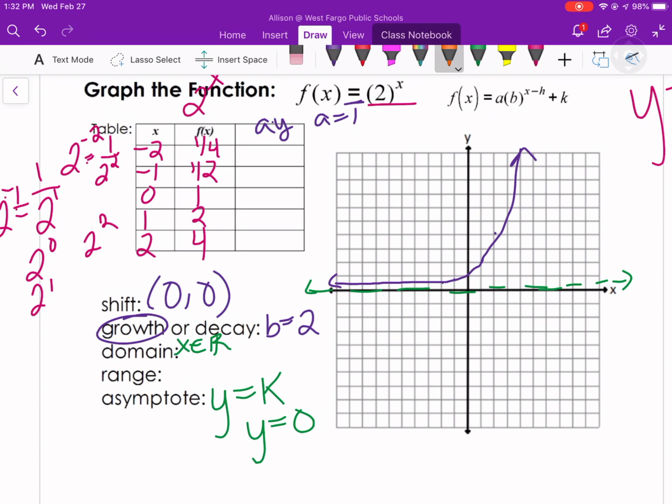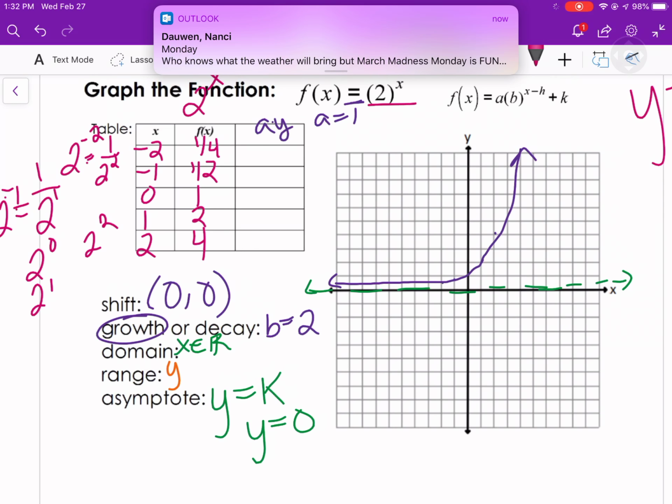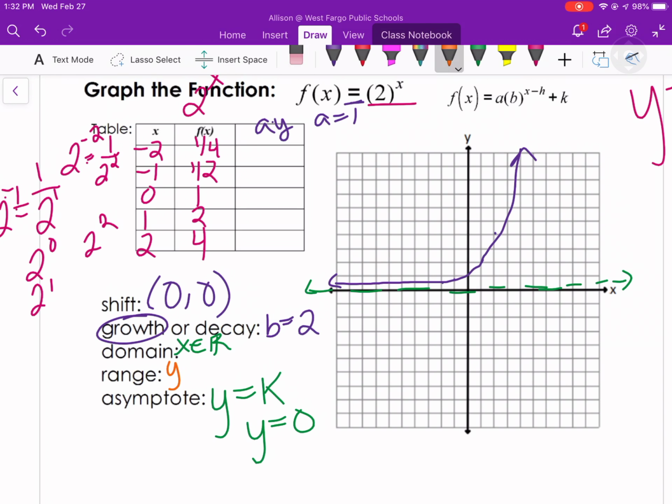And if you look at the output, the purple function here, all of your output values are above 0. So your range is going to be all your y values that are greater than, actually not equal to, because it will never equal 0, just greater than 0. So your asymptote and your range kind of go together here. If the function is above the x-axis, it's greater than that asymptote. If it's below it, then it's less than that asymptote.